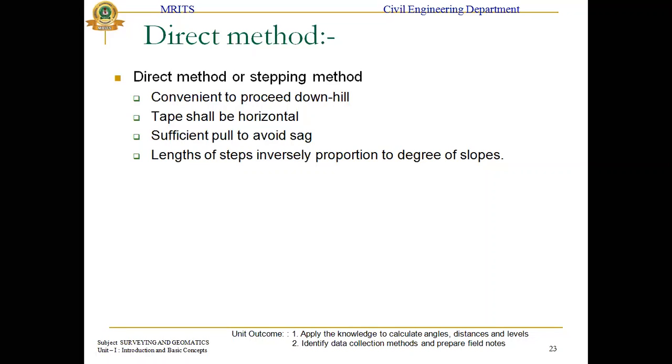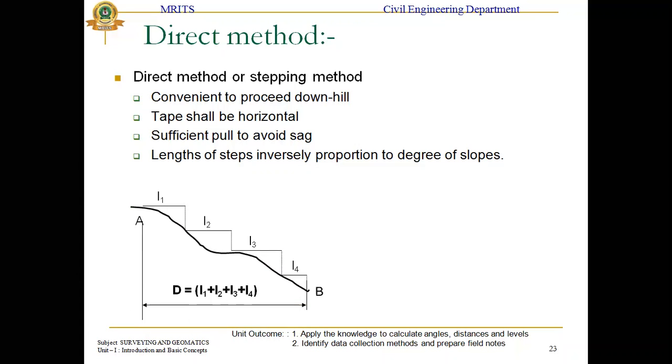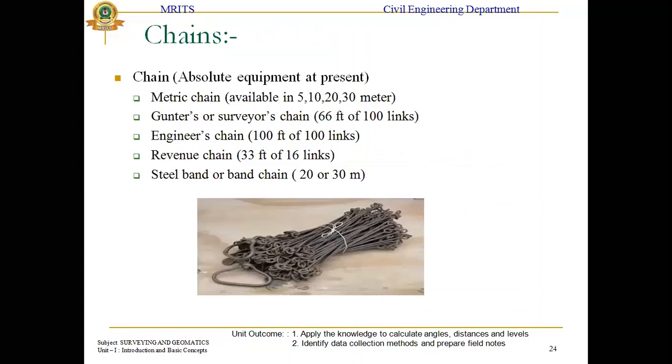Direct method and stepping method, following the convention for the process in hilly areas where the tape cannot be kept horizontal. Sometimes the pull is sufficient to avoid sags, and the length of the step matters. When conducting with the tape or chain, there will sometimes be corrections for chain and also corrections for tape. Tape corrections also come in summer; in summer times chain errors will come. This is the process L1 plus L2 plus L3 plus L4, the formula for the distance by the direct method for the chain.